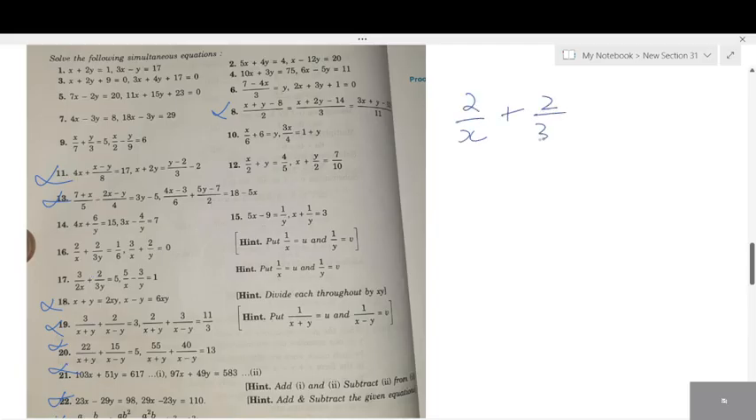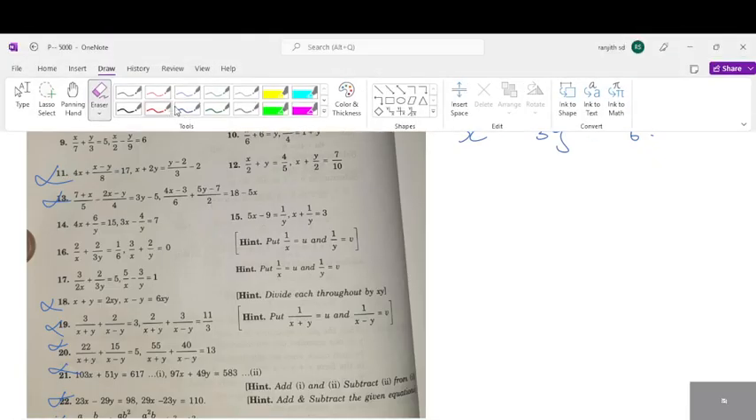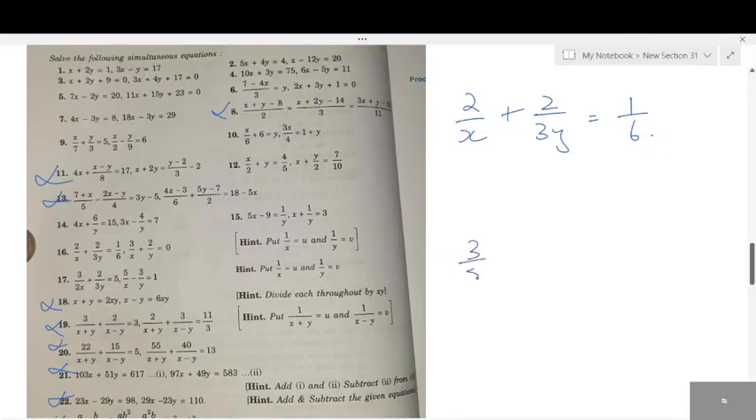Then we use a different method. Look here, 1 by 6. You can't use substitution here. It is very tough if you use substitution. You have to use cross multiplication. I mean, elimination. 1 by 6, 3 divided by x plus 2 by y is equal to 0.